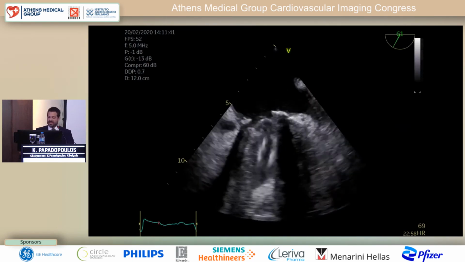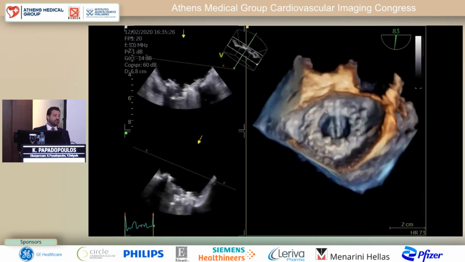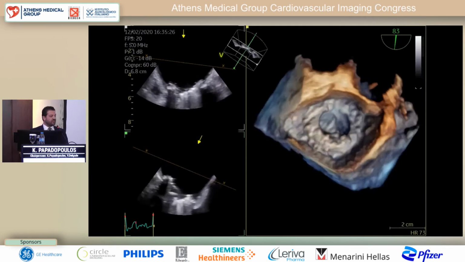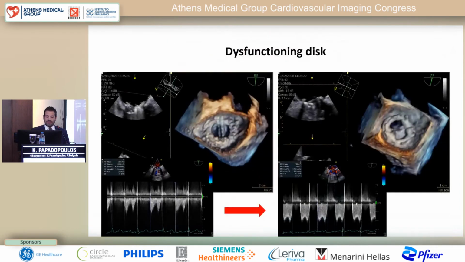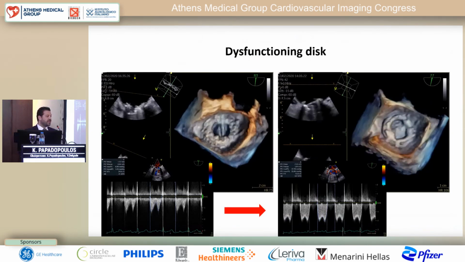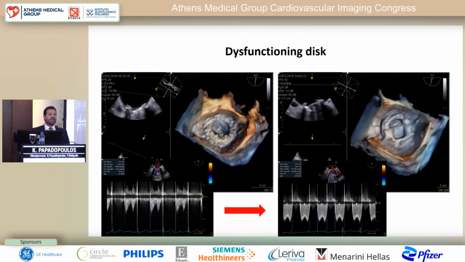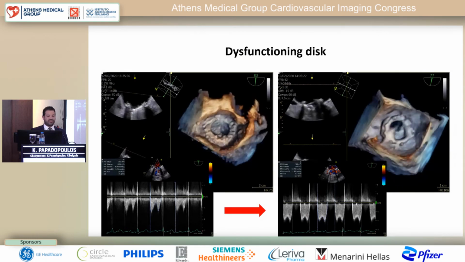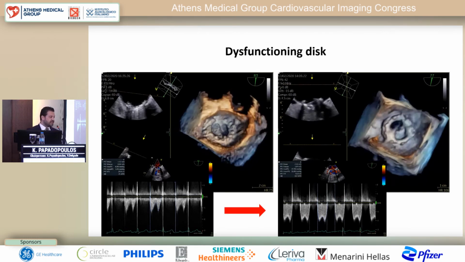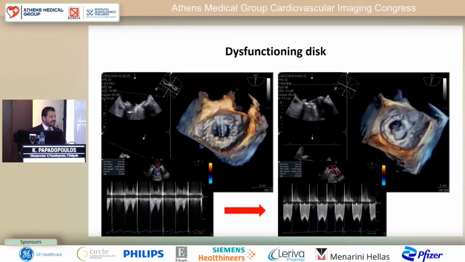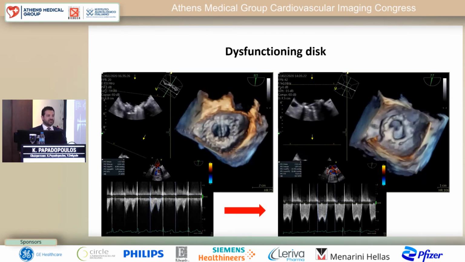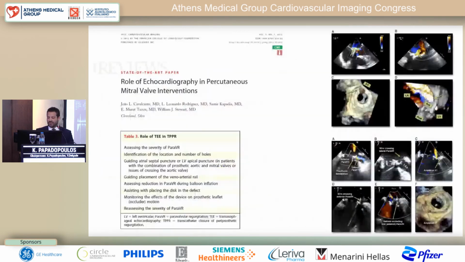In metallic prosthesis, we can see with 2D or 3D the functioning of the two discs. We should know the acceptable mean gradient according to the size of the valve we are going to use. But however, if we have a patient with hemodynamic instability or increased gradients that we didn't see before, we can proceed to a 3D echo with a nice frame rate with the new probes and appreciate that one disc is dysfunctioning and it's not opening at all.